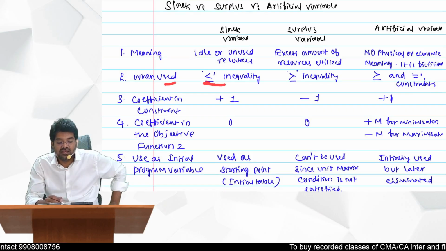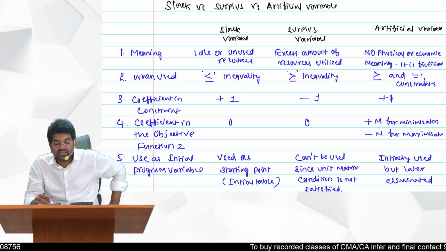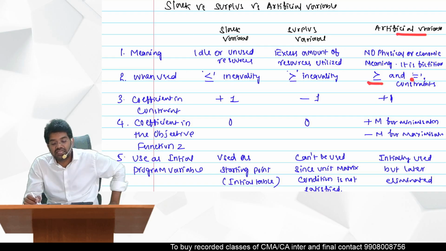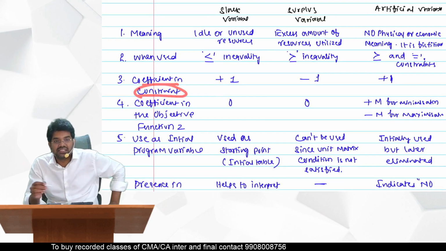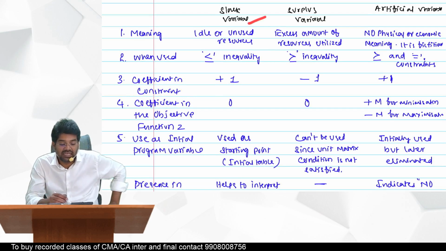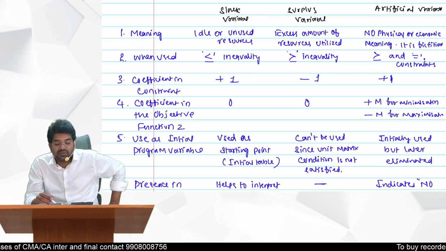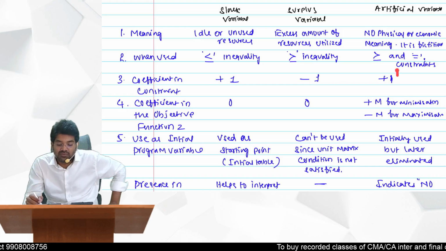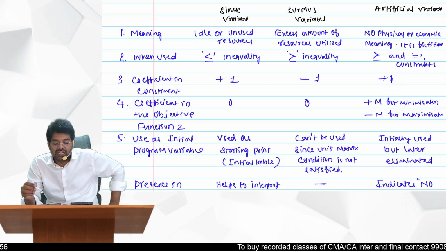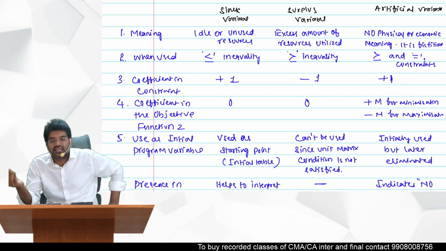A slack variable is used for less than or equal to inequality, a surplus variable for greater than or equal to, and an artificial variable for both greater than or equal to as well as equal to constraints. What is the coefficient in constraints for the slack variable and surplus variable? For the slack variable, the coefficient will be 1. For surplus variables, it is -1, we deduct the surplus variable. Artificial variables, we take as a1, a2, a3 like that, with +1 only.